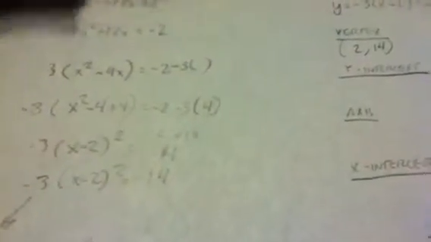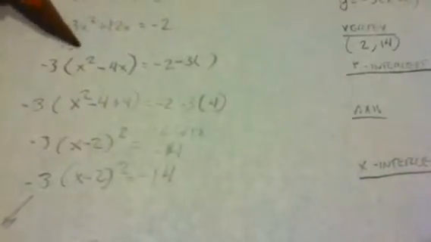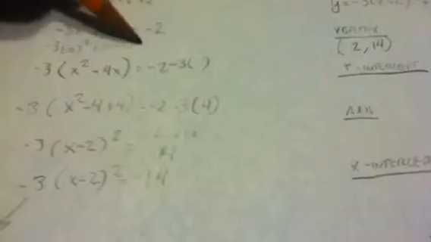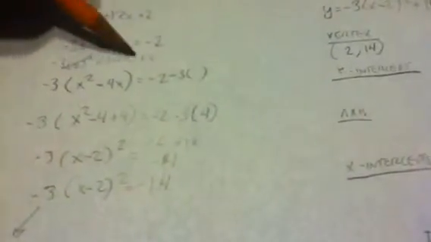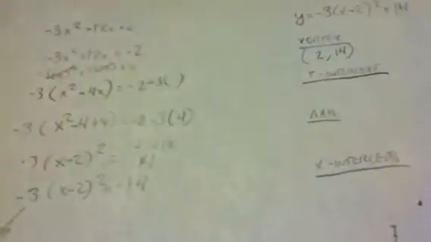And our y-intercept is just plugging 0 into our standard equation. So negative 3 times 0 squared plus 12 times 0 plus 2. So it cancels out. 2 is our y-intercept, so 0, 2. We can plot that right there, 0, 2.